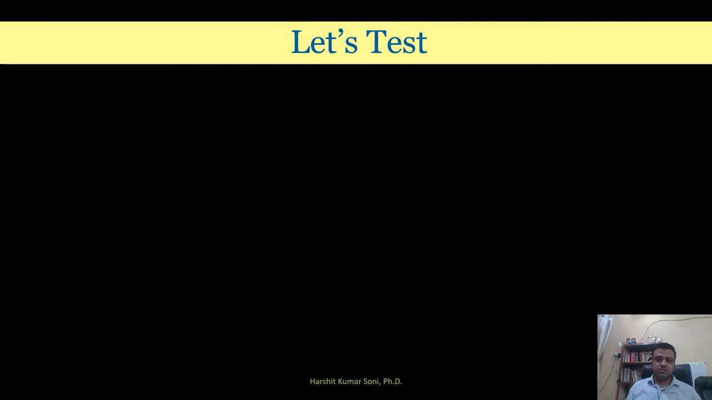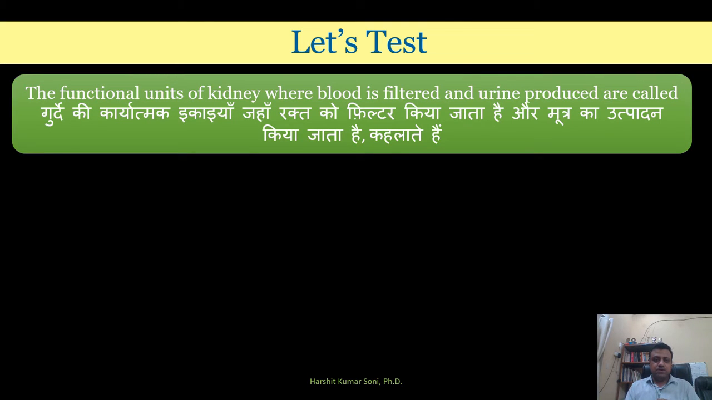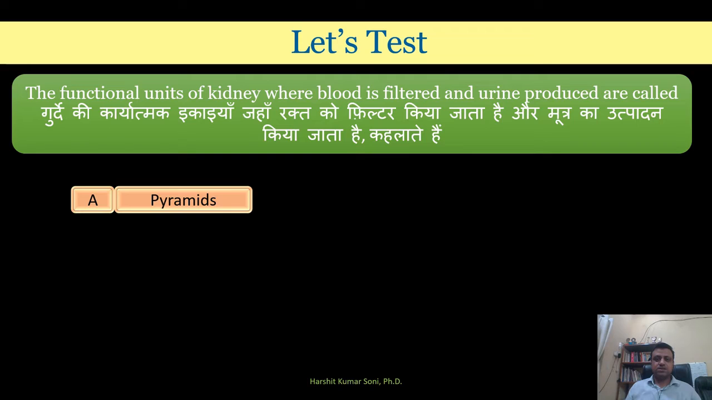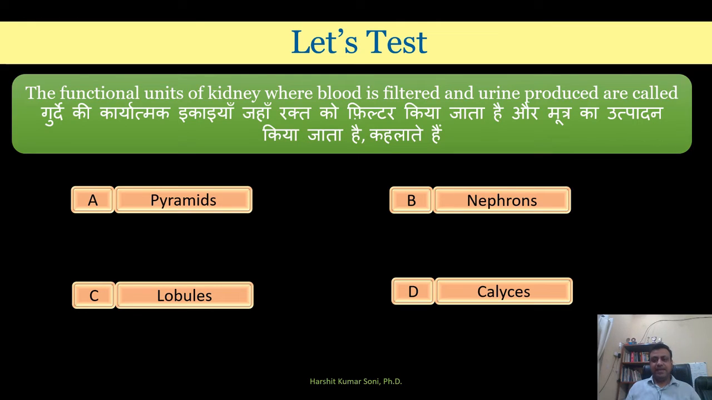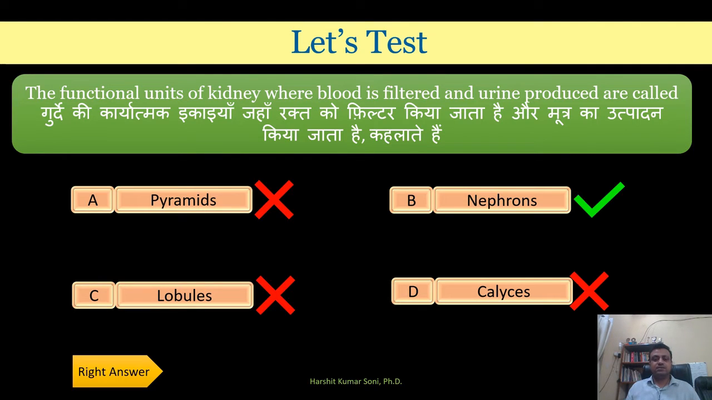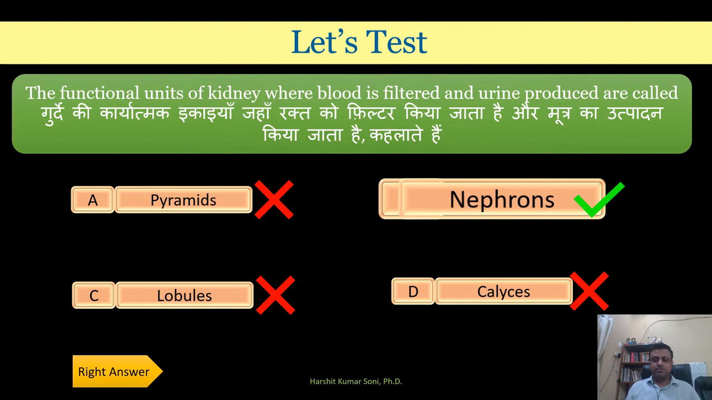So now let's test your knowledge and how much you paid attention to my lecture. The question is, what do you call the functional unit of kidney where the blood is filtered and urine is produced? Your options are pyramid, nephron, lobules, and calyces. It's a very easy one. So far I'm talking about this only, and I know every one of you has the correct answer. So let's see the correct answer. And yes, the correct answer is nephron.